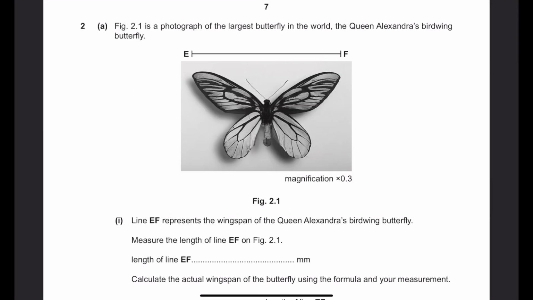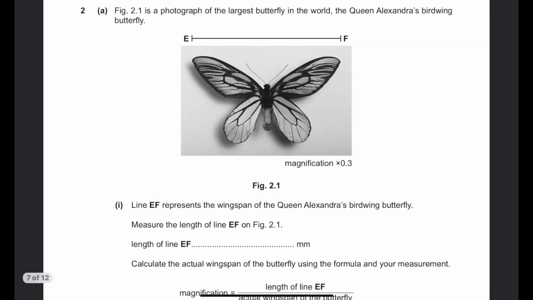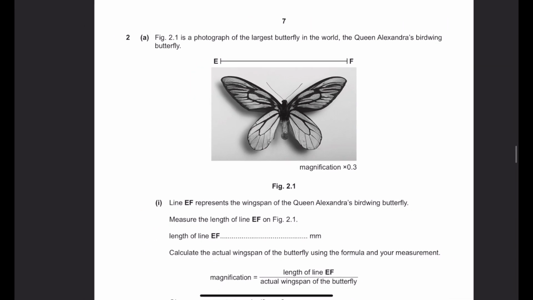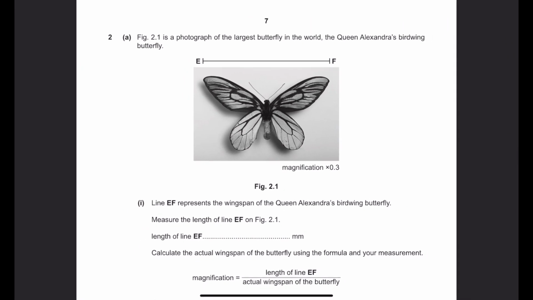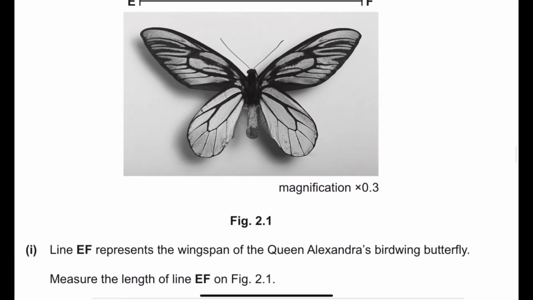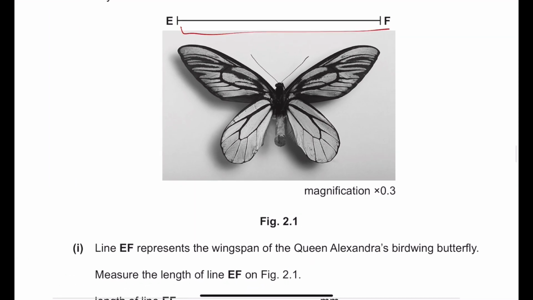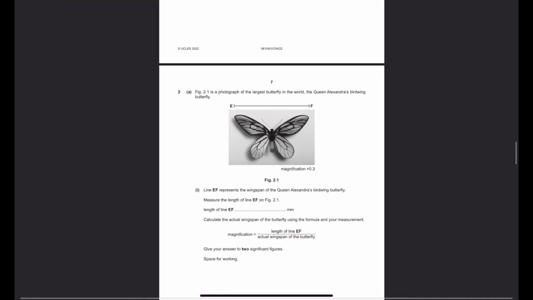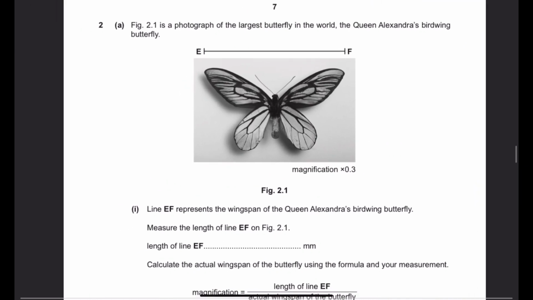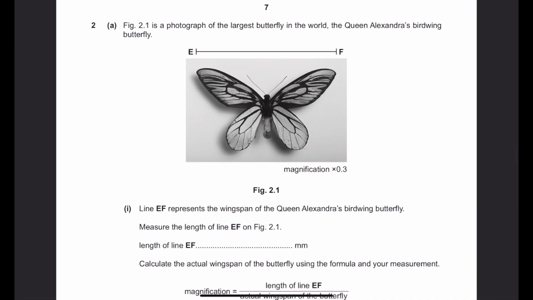Okay, let's continue with number 2A. For this type of question, it's actually hard to do it using my iPad, because if I just do this, the length will change. If I just zoom in and out, it's going to change the length of it. But it's pretty easy, right?